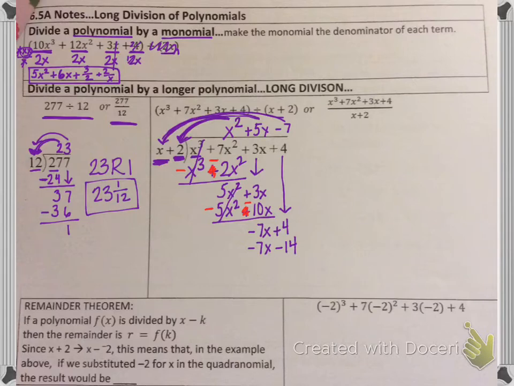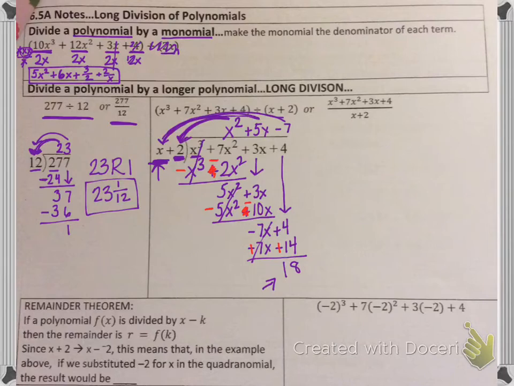Next step is the important one of changing the sign, so that's going to become a positive 7x and a positive 14. And what does that leave me with? That cancels out and I have 18. Now, can I multiply x by anything to get 18? No. As soon as my degree down here is less than my degree up here, I'm done and I'm at my remainder. So 18 is actually my remainder.